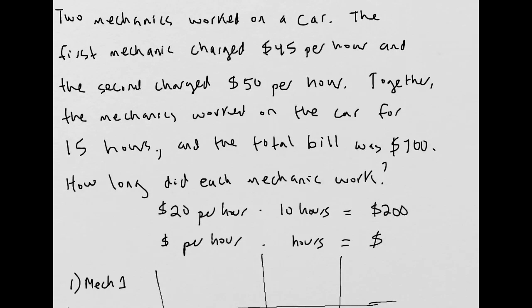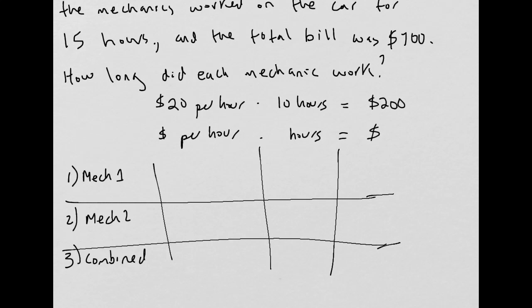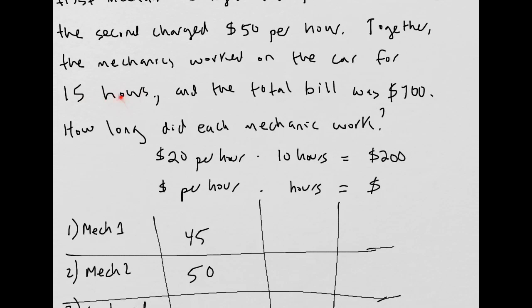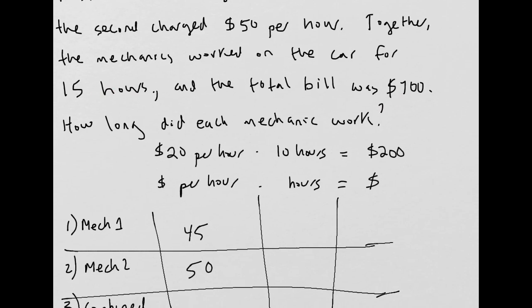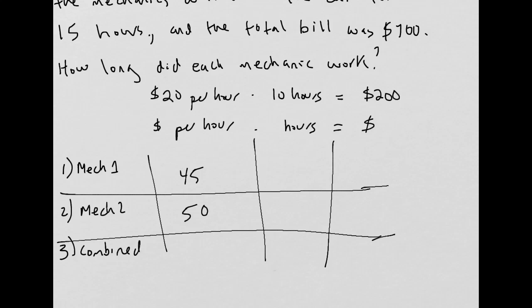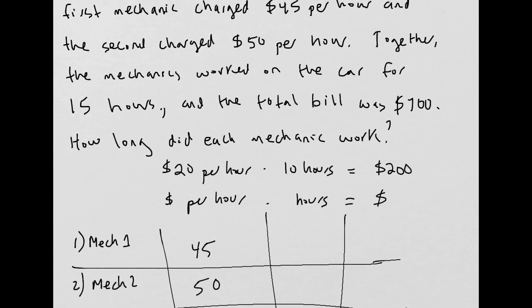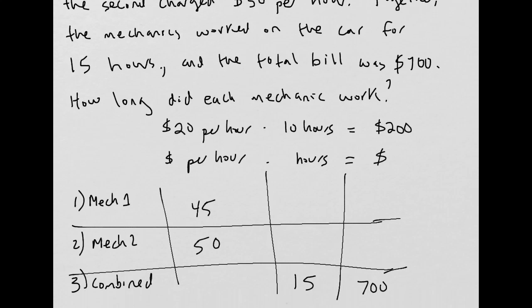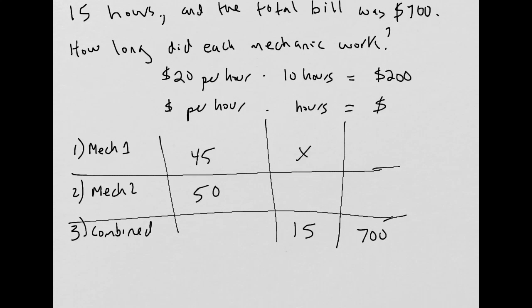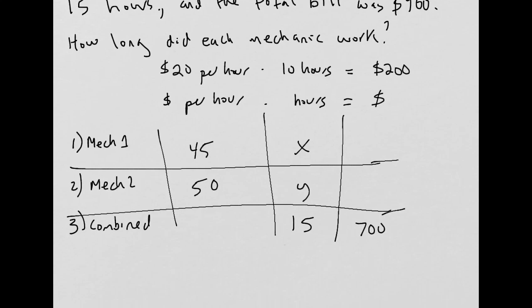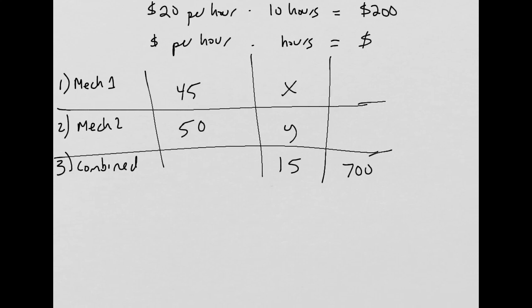So we know that the first mechanic charged $45 per hour. Second was $50 per hour. We know that they worked for a total of 15 hours, and the total bill was $700. So we put those into the table. Total of 15 hours, total bill of $700. Again, what we're looking for is how long each mechanic worked. So I don't know how long mechanic 1 worked, so I'm going to call him x. I don't know how long mechanic 2 worked, so I'm going to call that y.